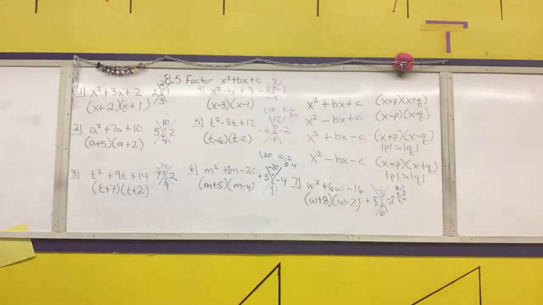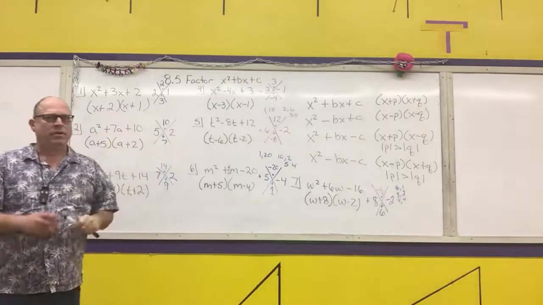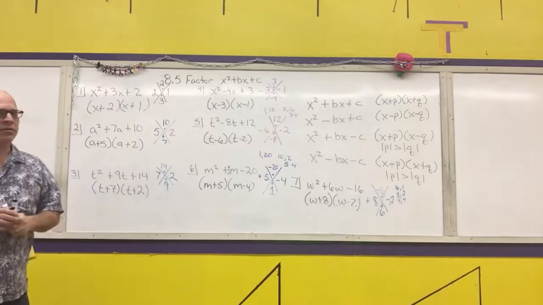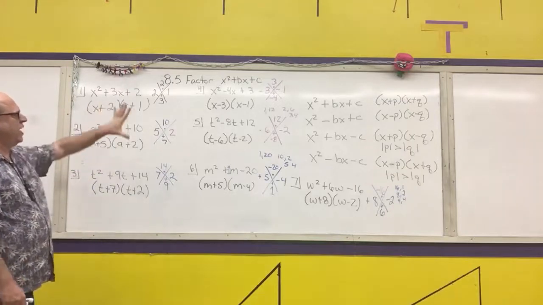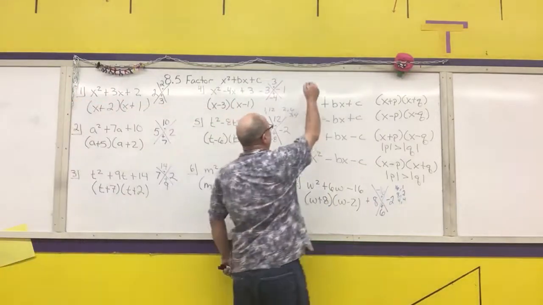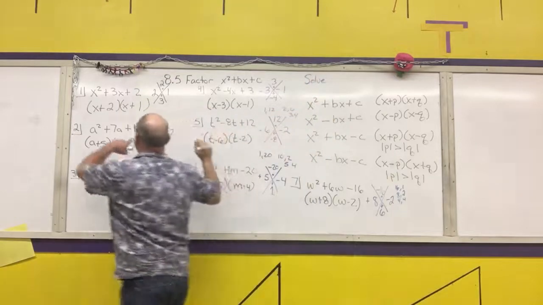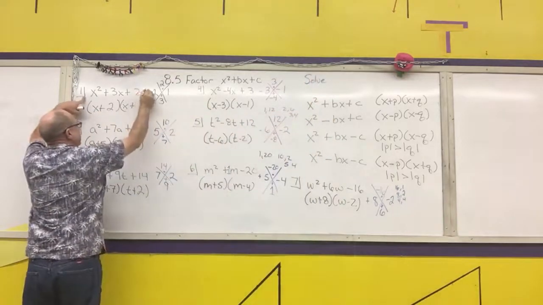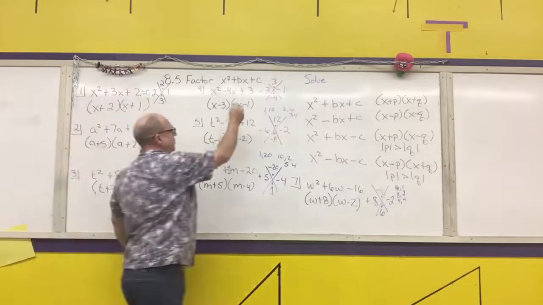So again, these should become inspection type problems for you, just like your multiplication tables were in elementary school. Next thing we're going to talk about is once we factor these things, we need to be able to solve equations. So for example, if I had all of these equal to 0, we could solve them.